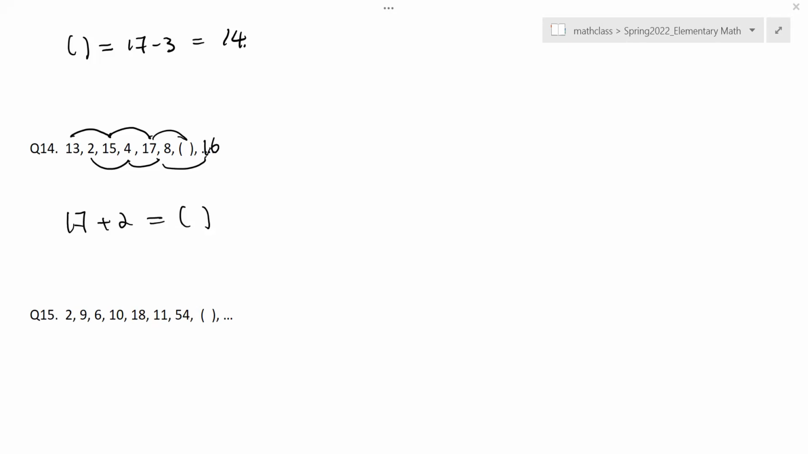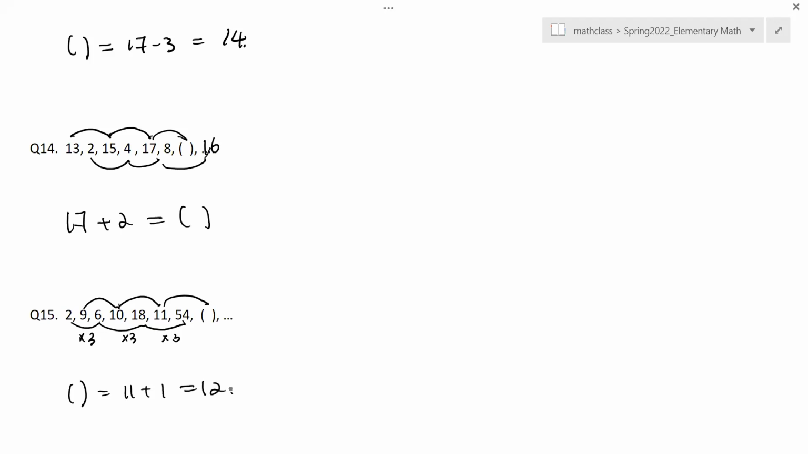So you see that from 2 to 6, 6 to 18, 18 to 54, every time it's multiplied by 3, right? But from 9 to 10, from 10 to 11, 11 to the next number, it's clearly going to be 11 plus 1. It's going to be 12.